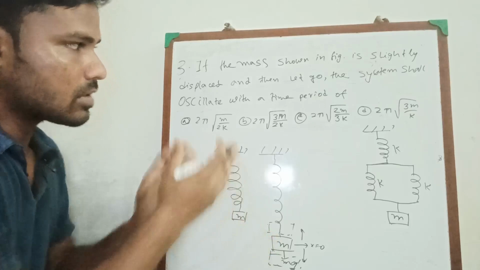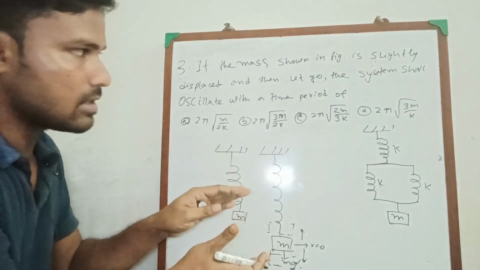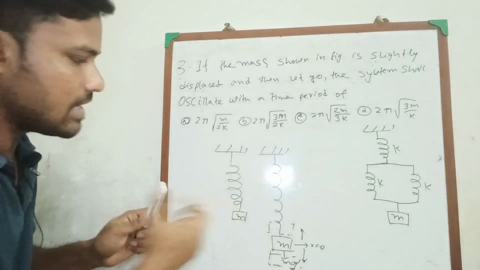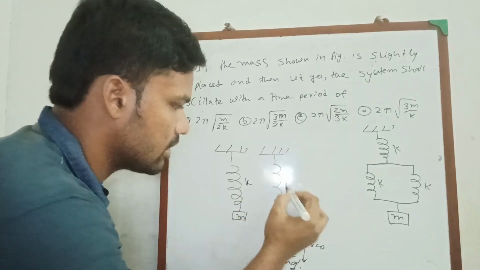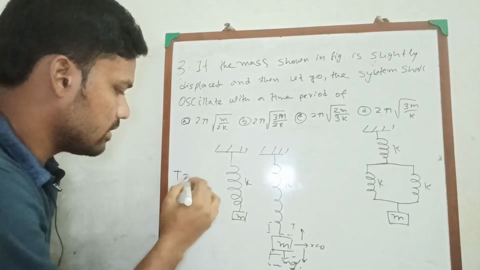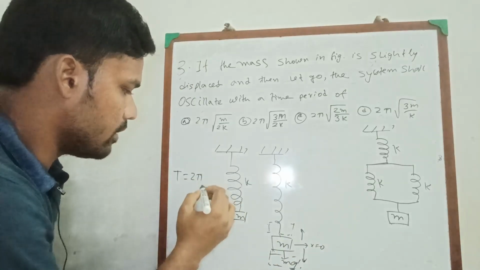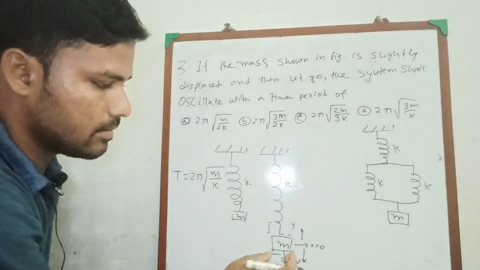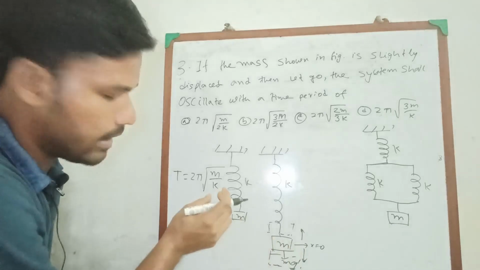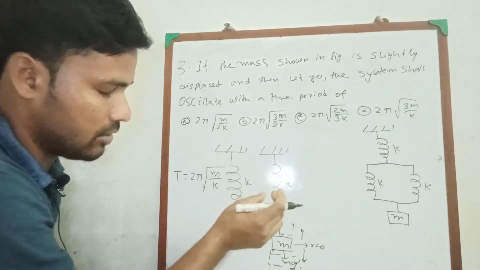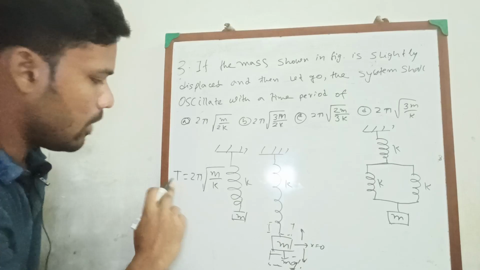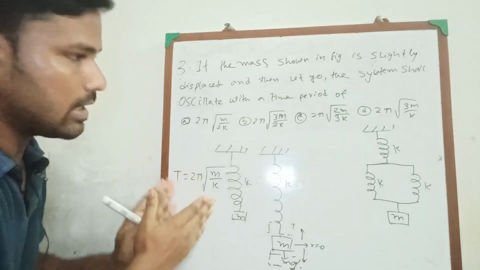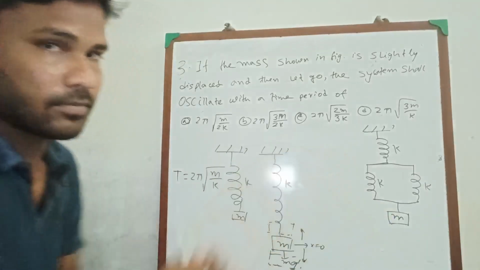Okay, so our question is, for this oscillation, what is the time period? For a single spring, suppose k is the spring constant here, you can get the time period 2π√(m/k), where m is the mass and k is the spring constant. So you have to calculate the spring constant for this system.